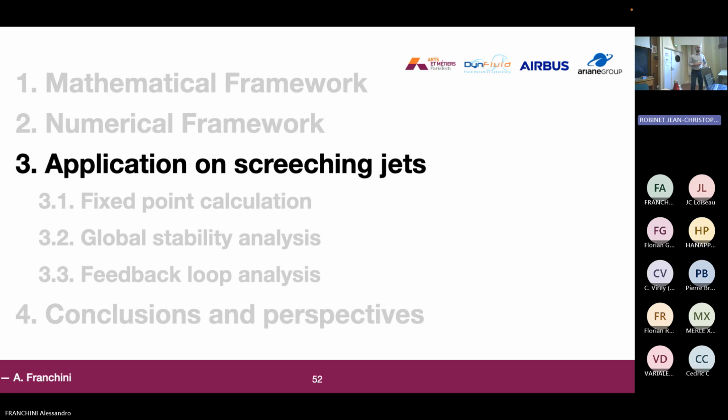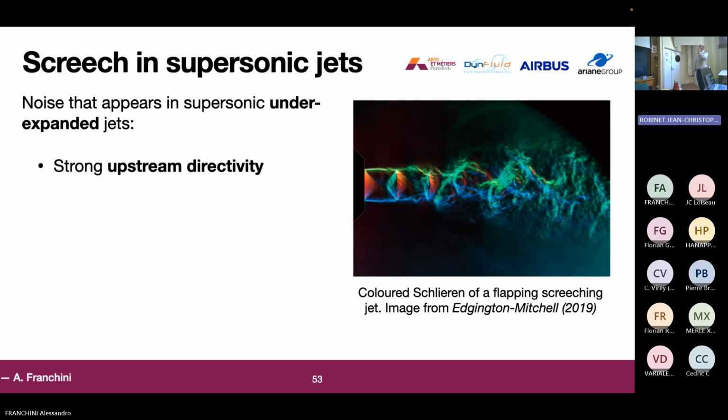So now that we presented the numerical framework, we will take a dive into one of the applications of this thesis, which has been the screeching jets. Screech in supersonic jets is a kind of noise that appears in supersonic underexpanded jets, which are jets in which the pressure at the inlet is higher than the free stream pressure, and so there's a shock cell structure that appears in the jet outside the nozzle, and the unsteadiness of these shocks can generate acoustic noise that has strong upstream receptivity.